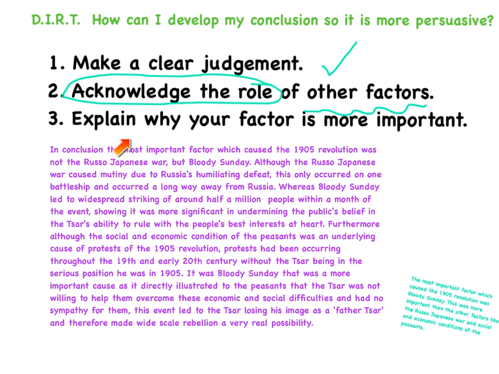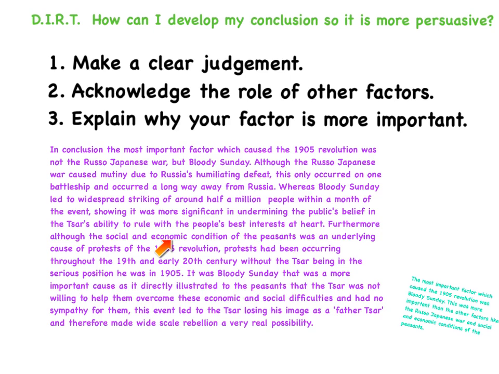Now let's take a look at the second conclusion. So it says, in conclusion, the most important factor which caused the 1905 revolution was not the Russo-Japanese War, but Bloody Sunday. Although the Russo-Japanese War caused mutiny due to Russia's humiliating defeat, this only occurred on one battleship and occurred a long way away from Russia. Whereas Bloody Sunday led to widespread striking of around 500,000 people within a month of the event, showing it was more significant in undermining the people's beliefs in the Tsar's ability to rule with the people's best interests at heart.